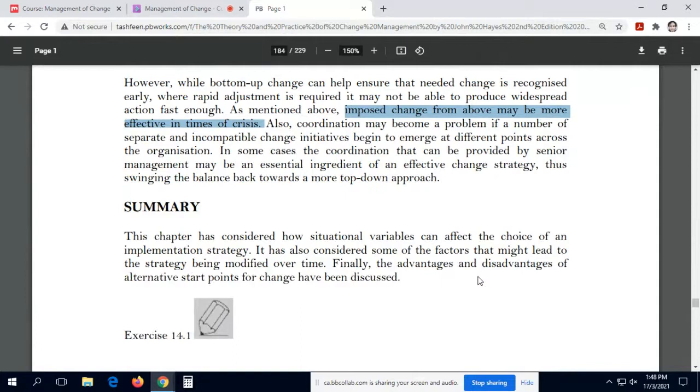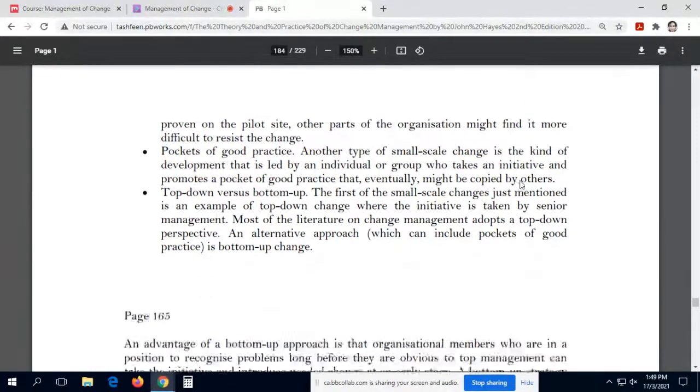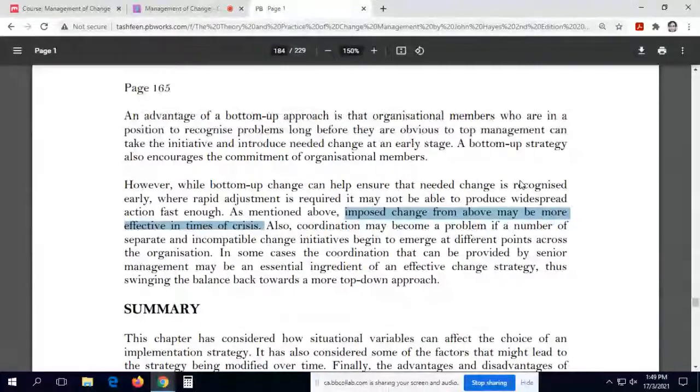And overall, in this chapter, you are looking at how situational variables can affect the choice of an implementation strategy. And what were the situational variables? If you can recall, they were whether it is urgent or not, the amount and type of resistance which was anticipated, the degree to which other stakeholders trust the change managers, and the degree to which the change managers have to rely on the commitment and energy of others, like the helpfulness from other people if that is required. All of those are situational variables.